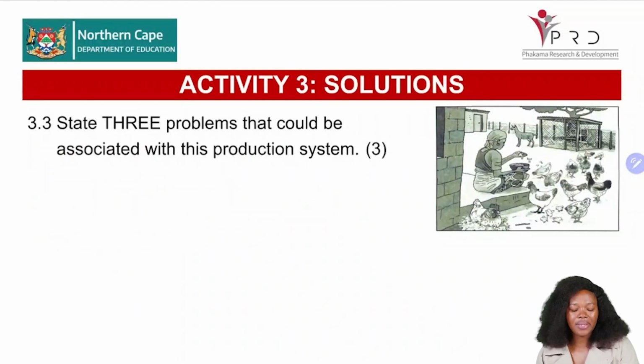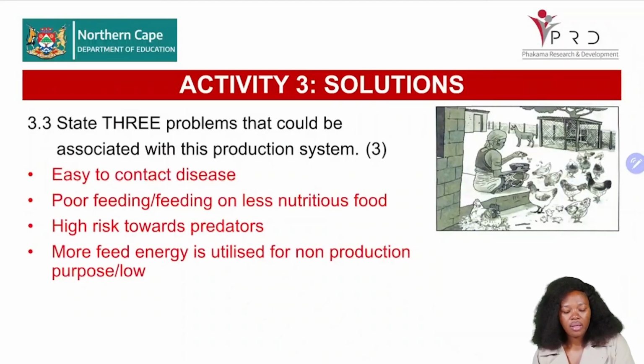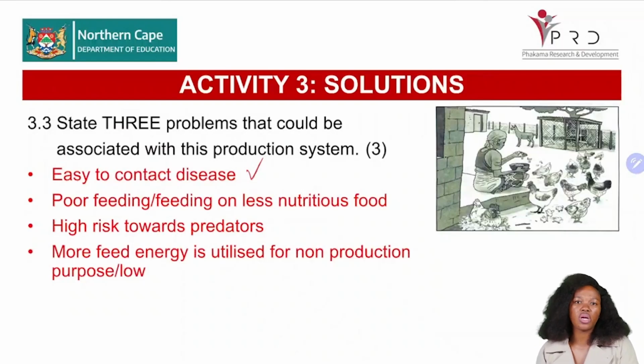3.3, state 3 problems that could be associated with this production system. We are looking for the disadvantages, right? First problem, animals easily come into contact with diseases or are infected by diseases. Remember, I said initially underfeeding may occur or take place. Fewer nutrients may be received by the farm animals or the chickens.